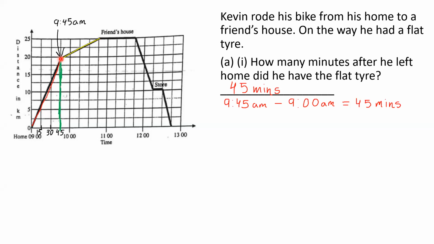Yes, sir, got you. So this right here, 9:45, is where we had the flat tire. And how are we going to get 45 minutes? We subtract 9 a.m. from 9:45. That's going to give you what? 45 minutes. Good. Tegan, do you understand how we got 45 minutes? Yes, sir. Good.